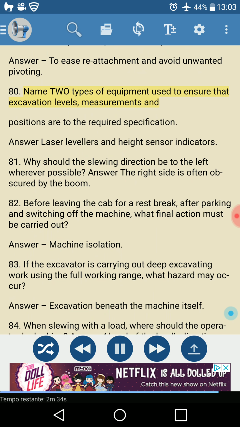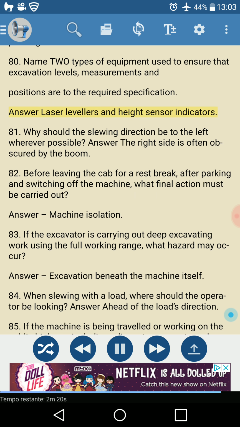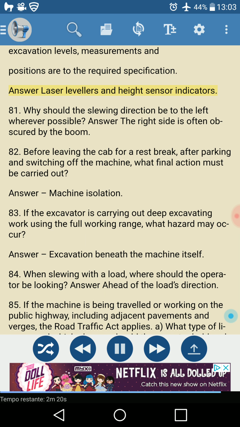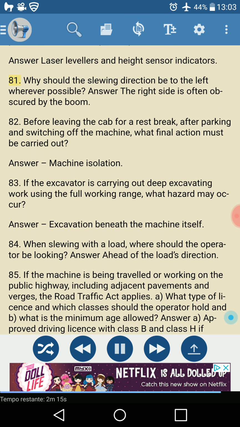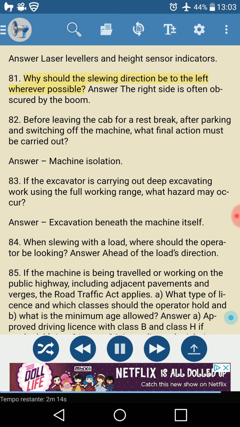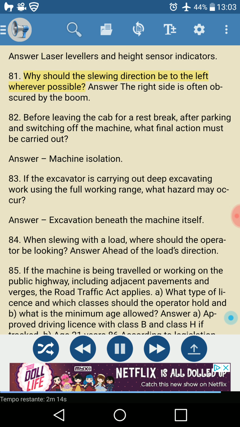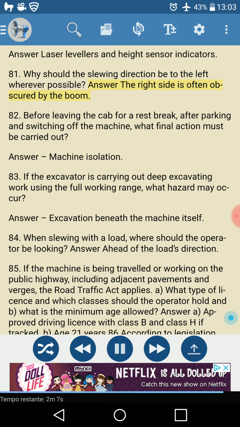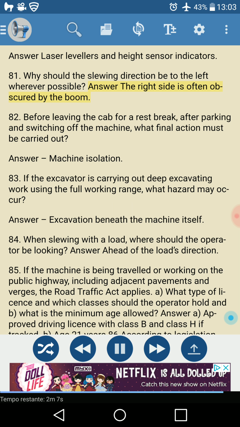80. Name 2 types of equipment used to ensure that excavation levels, measurements and positions are to the required specification. Answer. Laser levelers and height sensor indicators. 81. Why should the slewing direction be to the left wherever possible? Answer. The right side is often obscured by the boom.